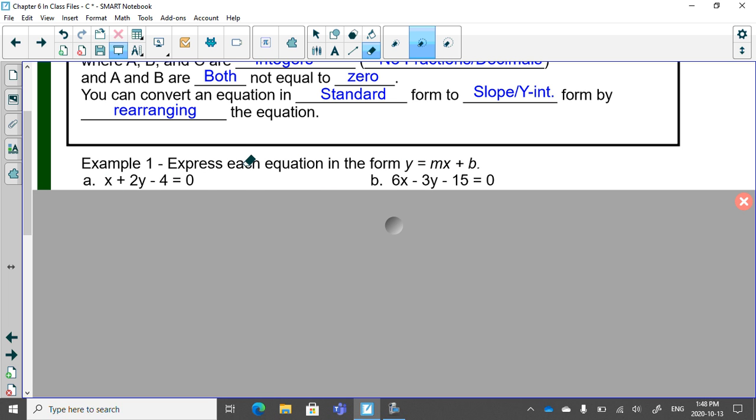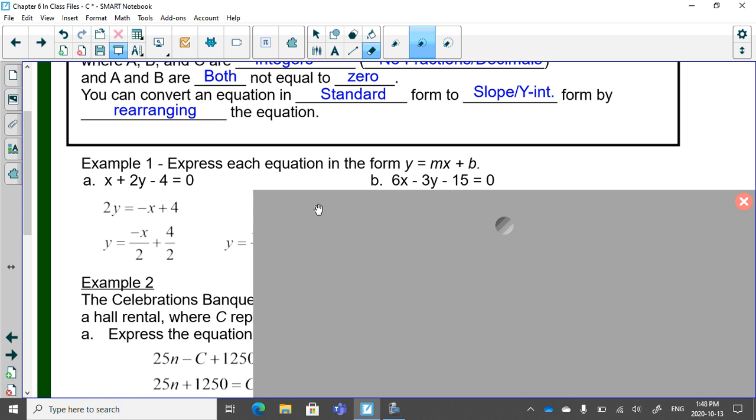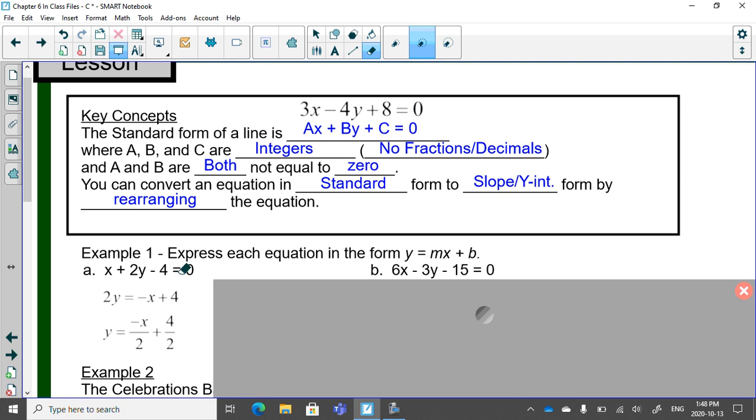These are both given in standard form. So the first thing I'm going to do is move the x over to this side and the minus 4 over to this side. And what happens when I do that is x becomes negative x on this side, and negative 4 becomes positive 4 when we move it over the equal sign, just like when we were solving equations. Now I've got the 2y all by itself. And the last thing I'm going to do is divide these two things by 2. So this negative x gets divided by 2, and this 4 gets divided by 2. Both these terms get divided by 2.